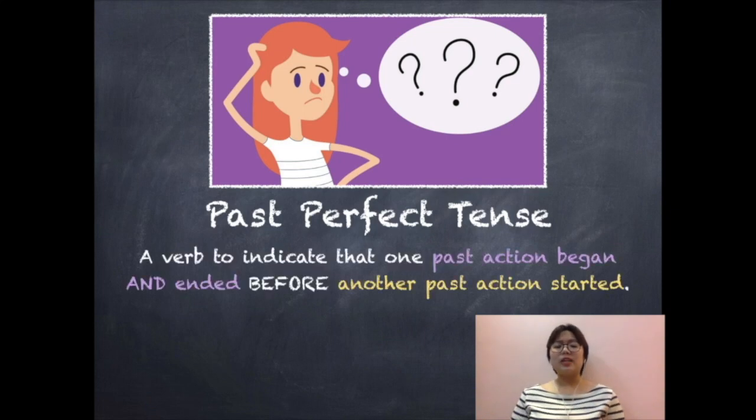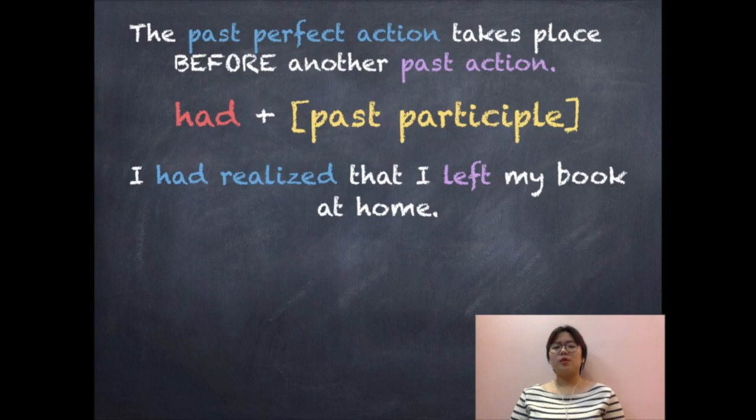So, past perfect tense. It's a verb to indicate that one past action began and ended before another past action started. To clarify this further, let me give you an example, as well as the formula for the past perfect. It's had plus the past participle. As I said a while ago, the past participle for regular verbs is the same as the past form, but for irregular verbs, on the other hand, the past participle may be the same or it may be completely different.